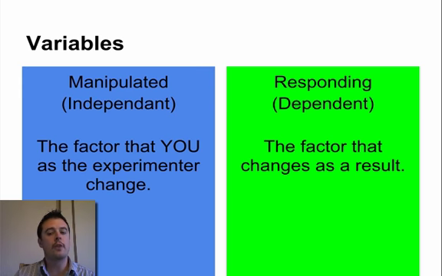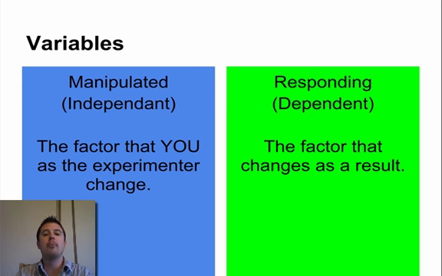Typically, when you're doing an experiment, there are two different kinds of variables. There's what's called the independent or manipulated variable. That's the factor that you as the experimenter, as the scientist, are changing. Now, the dependent variable or the responding variable, that is the thing that changes, or the factor that changes as a result from whatever experiment you're doing.